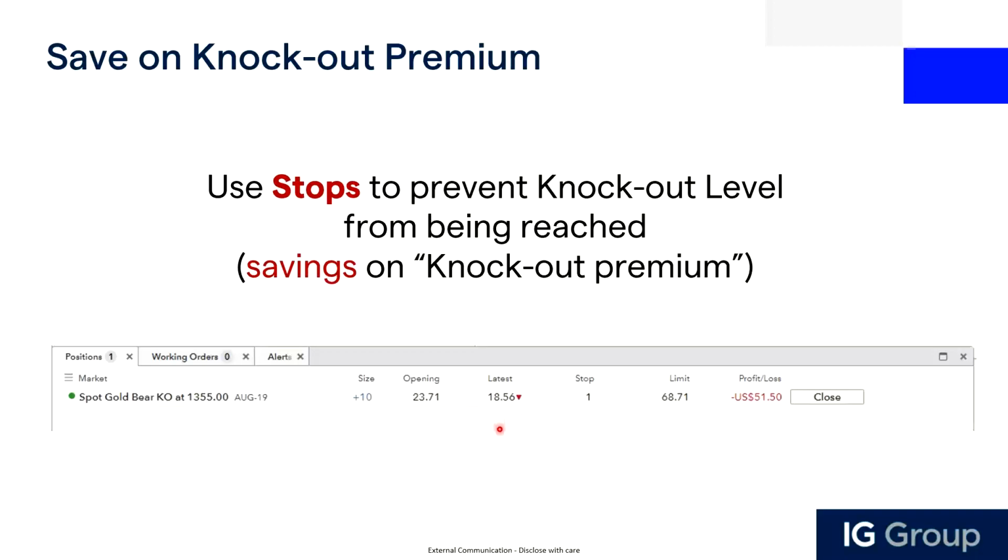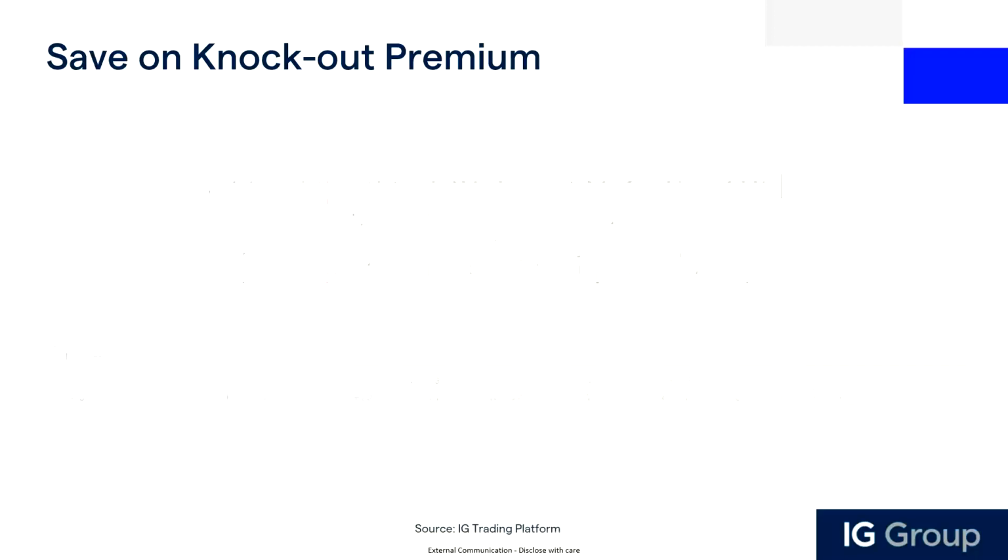Okay, so imagine right now you are 18 points away from being knocked out. If your normal stop loss is 1 point away from being knocked out, it means that your stop loss and your knockout level are essentially very close together. And if it triggers your stop loss first, then you can save on the knockout premium. So this is something for you to think about if you are trading knockouts with us.